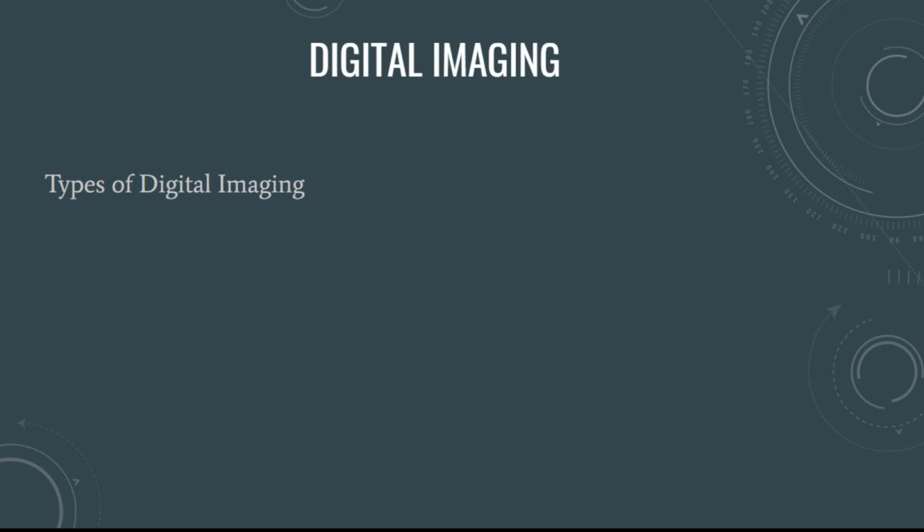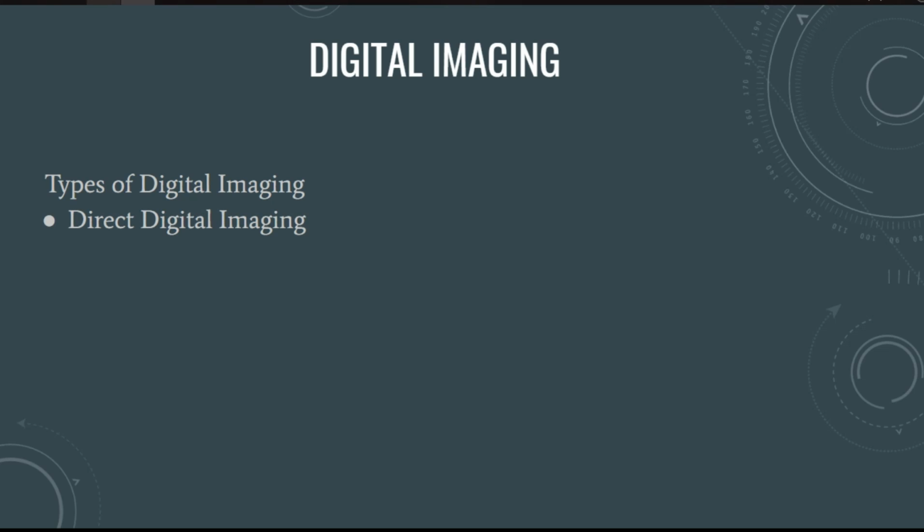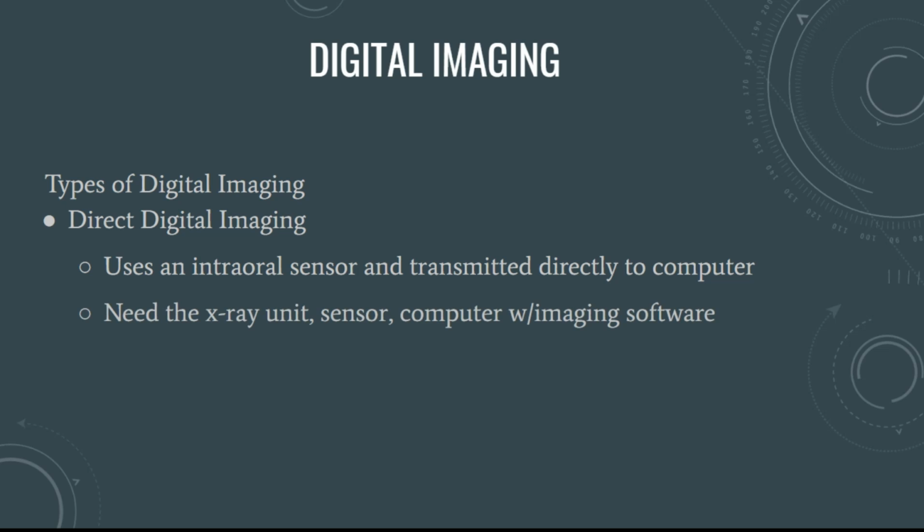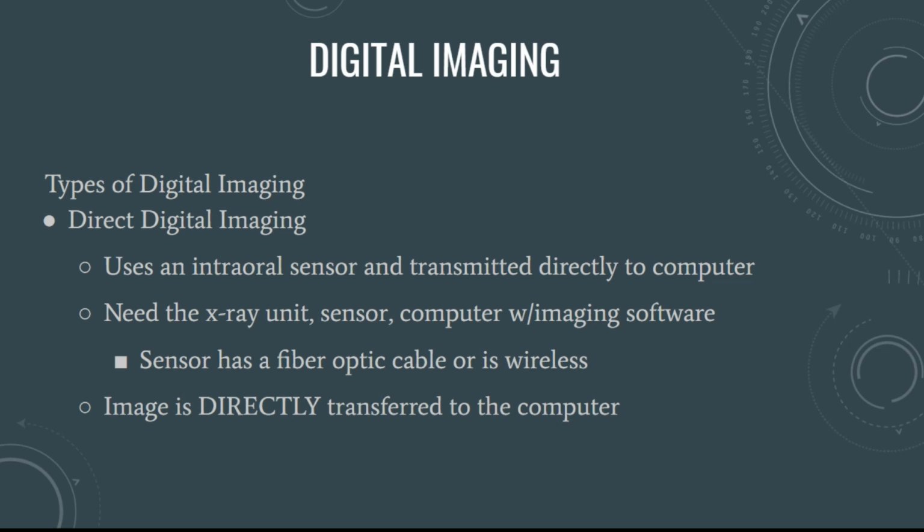And there are 2 types of digital imaging that are available. The first is going to be direct digital imaging. This type of imaging uses an intraoral sensor and transmits the image directly to the computer. What you need here is the X-ray unit, the sensor, and the computer with imaging software. That's it. The sensor will have a fiber optic cable or it's one of those wireless ones. And the image is directly transferred to the computer. And this transfer goes back to that previous slide where it transfers in seconds.